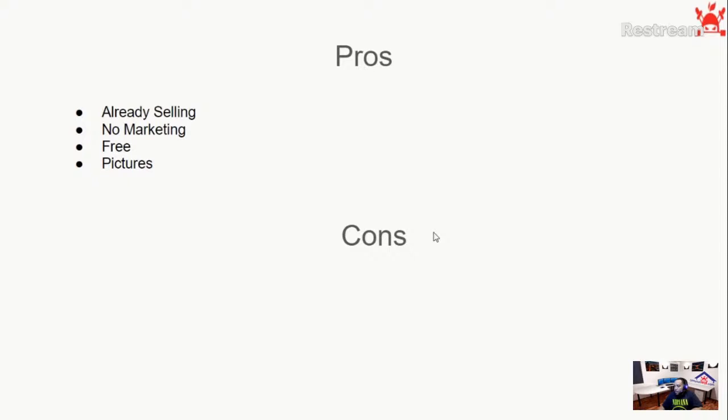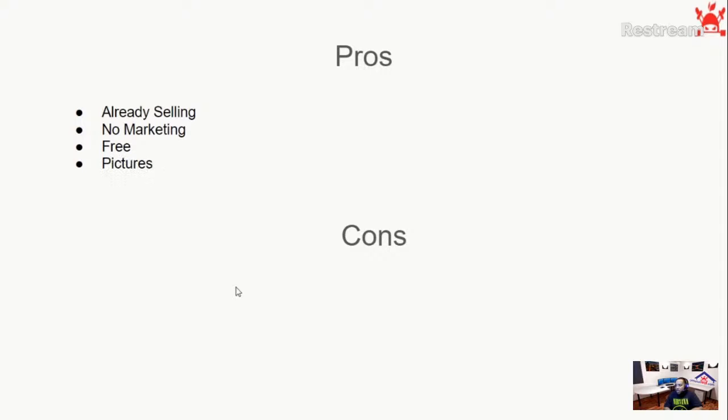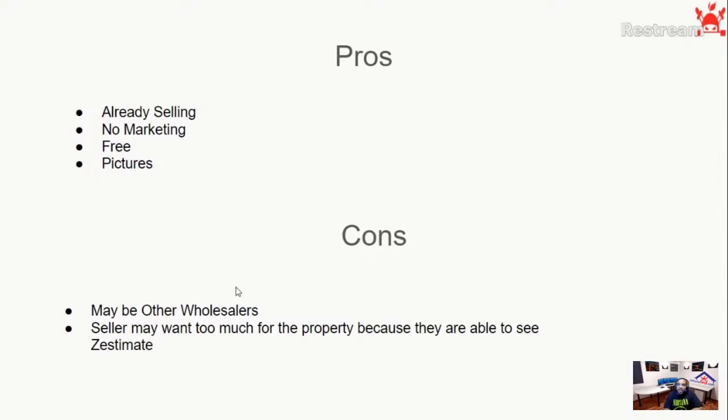Now, some cons. You have cons with everything. There may be other wholesalers posting these properties, posting as the owners of the properties. So these may be wholesalers looking to sell their deals. I'm going to show you how to weed them out. And the seller may want too much for the property because they're able to see this estimate. I am going to show you what that is and why that is.